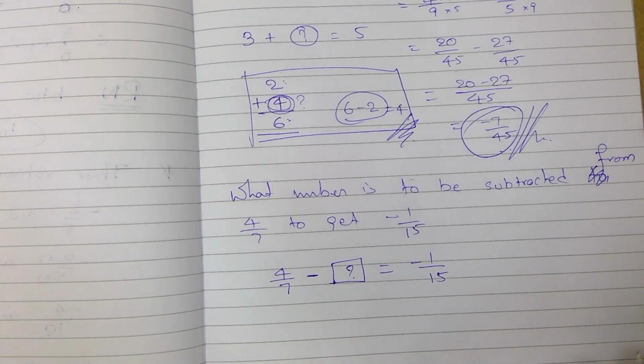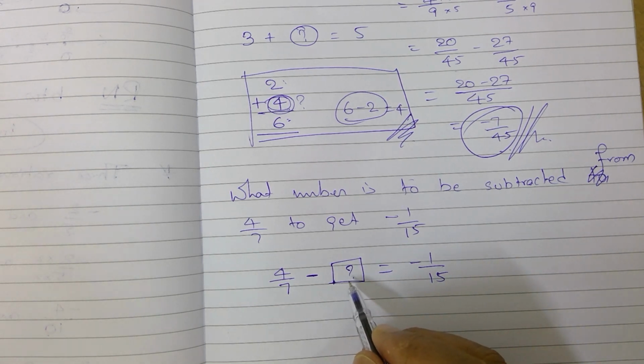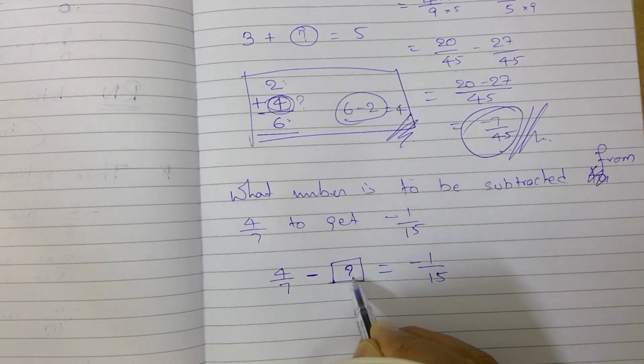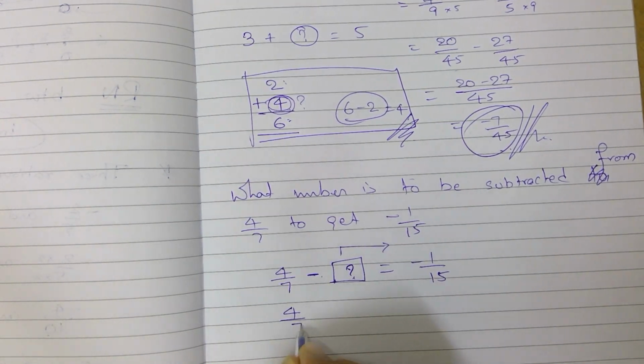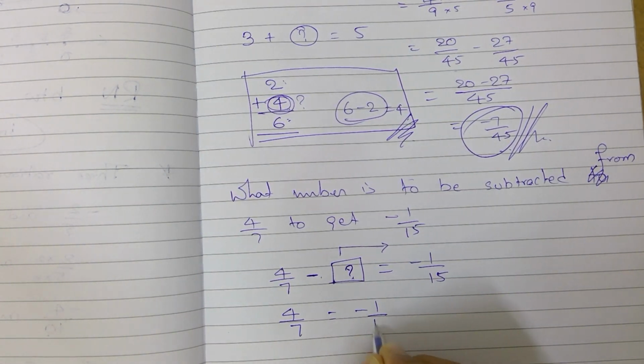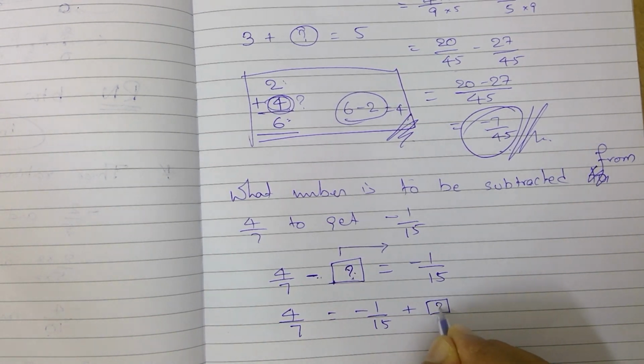So what are we supposed to do? You already know, when you have a negative variable, transpose the variable. So 4 by 7 is equal to minus 1 by 15, minus question mark will become plus question mark.